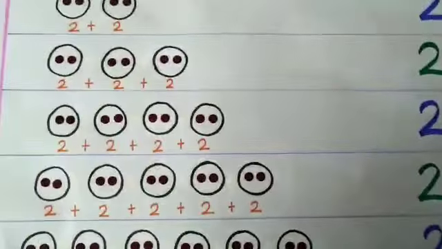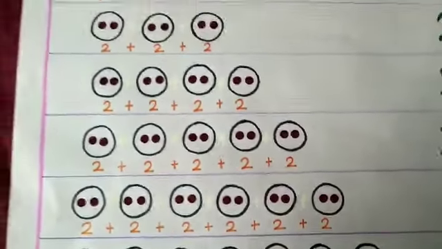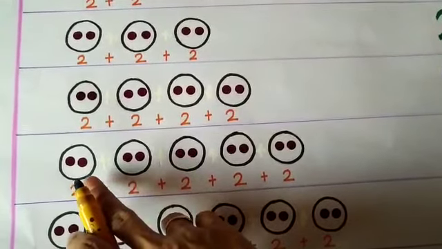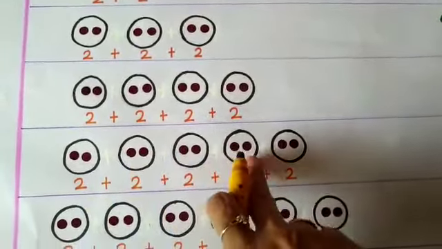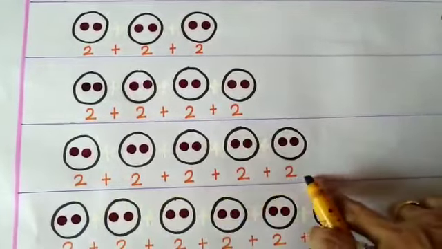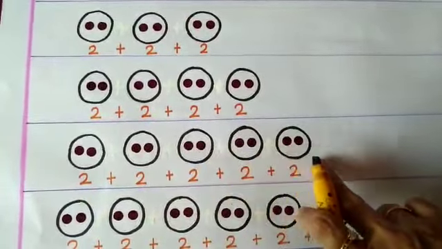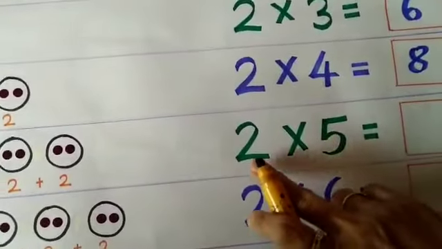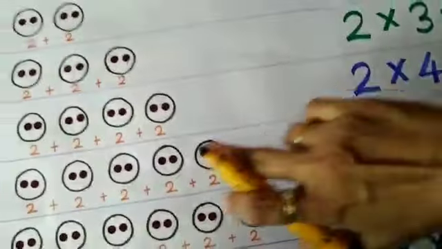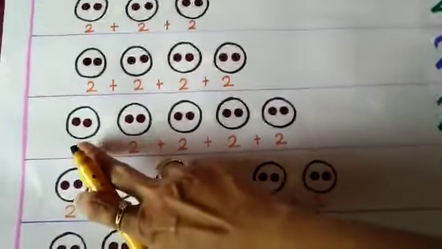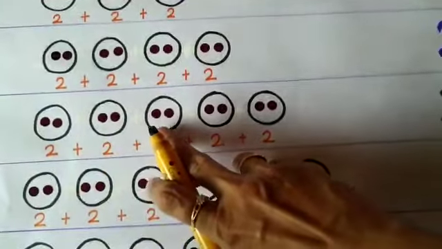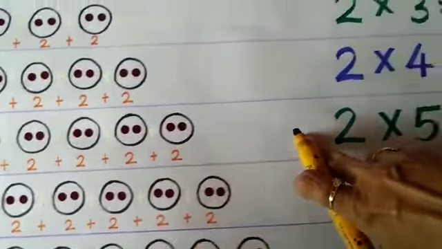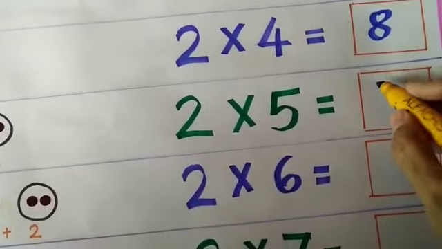Okay, now let's see next. Now again one more circle is added. 2, 2, 2, 2, 2. How many times have we taken this? 1, 2, 3, 4, 5 times. So 2 5s are, that is 2 into 5. And how many are we going to count? 1, 2, 3, 4, 5, 6, 7, 8, 9, 10. So 2 5s are 10.